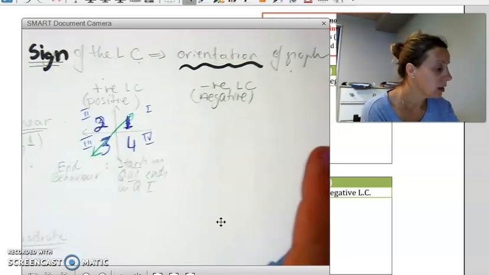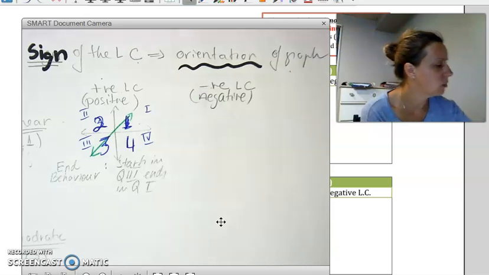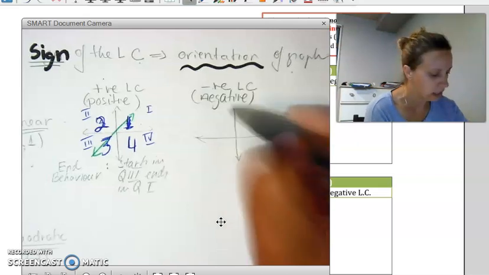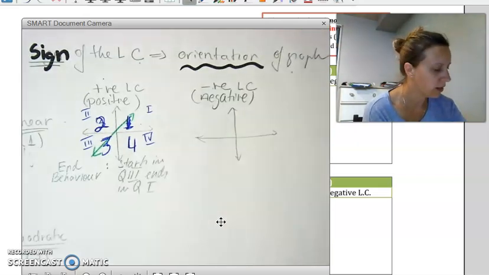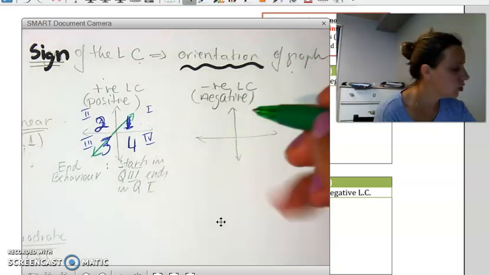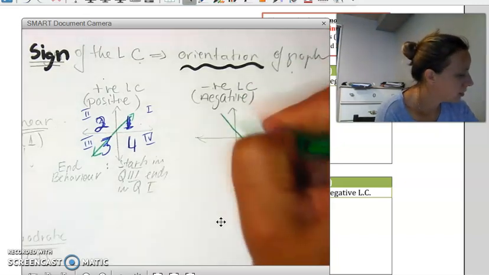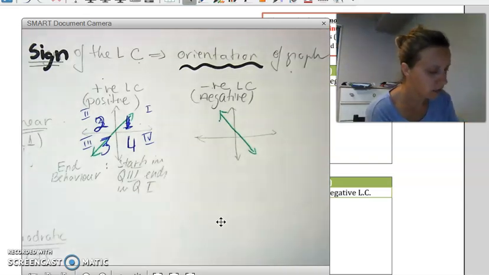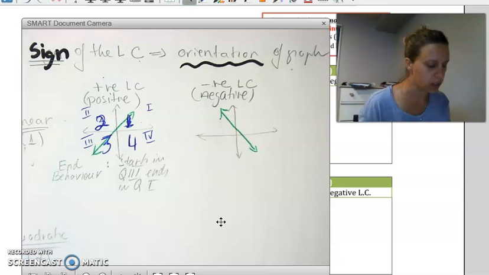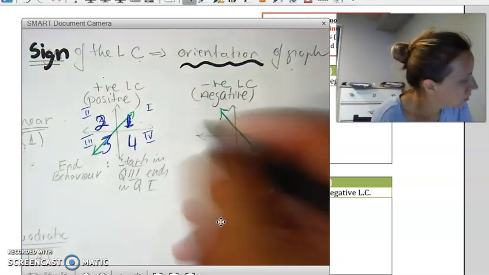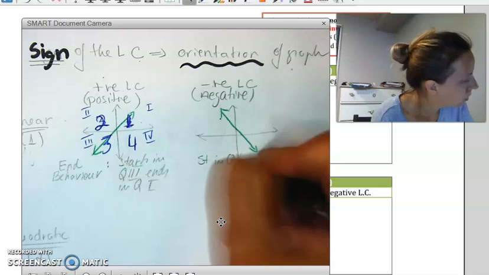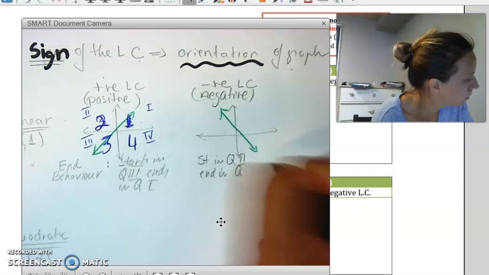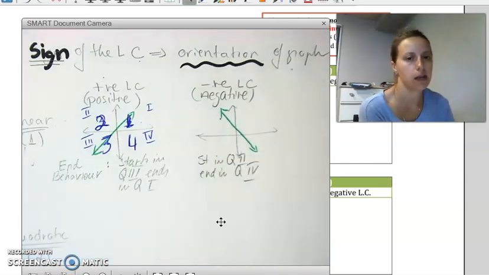The negative leading coefficient graph will be a decreasing graph. So if you know that you have a linear function, and if you look at its equation, it has a negative leading coefficient, the graph will be a descending graph. And for end behavior, it starts in quadrant 2 and ends in quadrant 4. That's the end behavior of the graph.